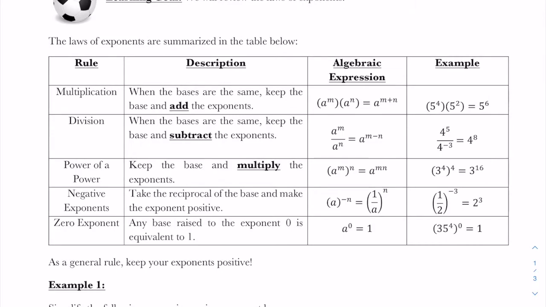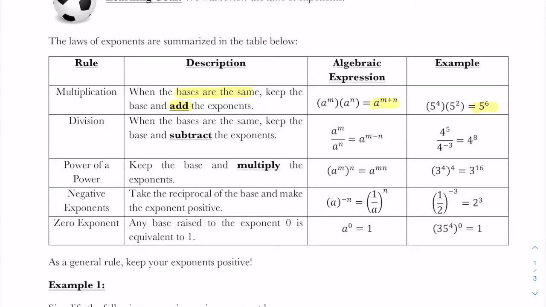The first rule is the multiplication rule. This tells us that when we're multiplying powers, if the bases are the same, we keep the base and add the exponents. For example, we multiply a to the exponent m by a to the exponent n. Because the bases are the same, we keep that base and add the exponents, so our expression is a to the exponent of m plus n. And you can see an example of that over here. We're multiplying 5 to the exponent 4 by 5 to the exponent 2, so keeping the base of 5, we add our exponents to get 5 to the exponent 6.